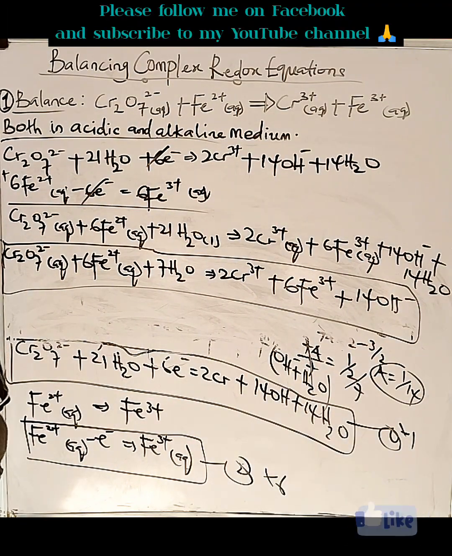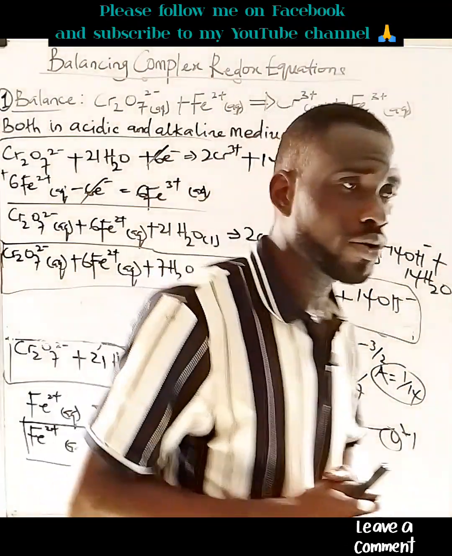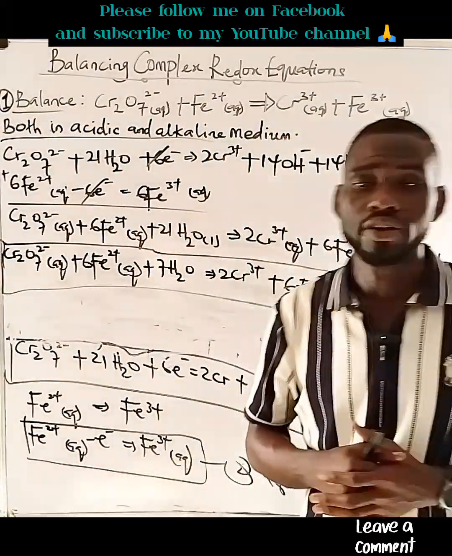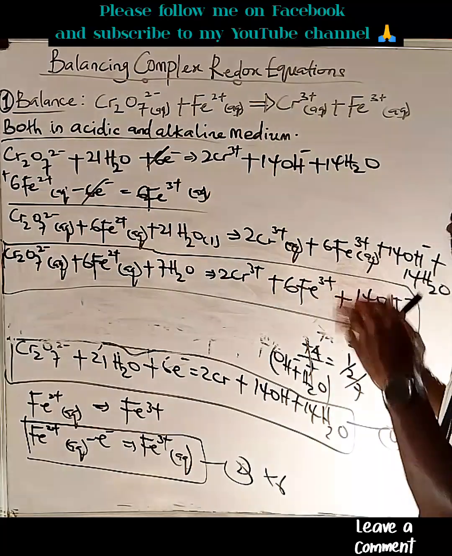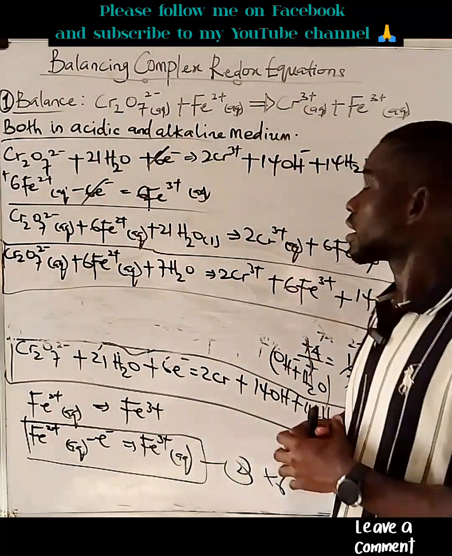As simple as that. So we've come to the end of the lesson, although it looks quite complicated, quite complex, but very, very easy. So this is how to balance a complex redox equation in both acidic and alkaline medium.